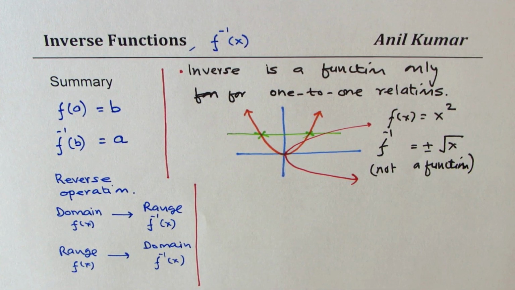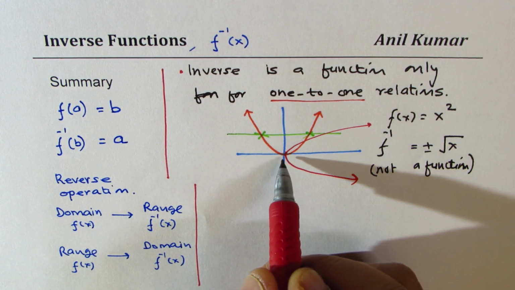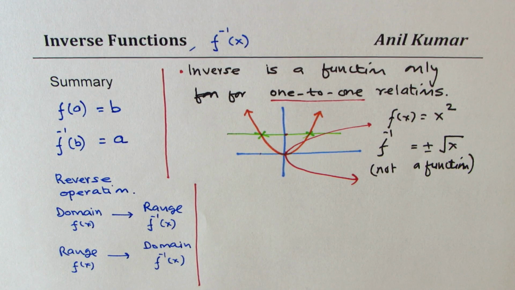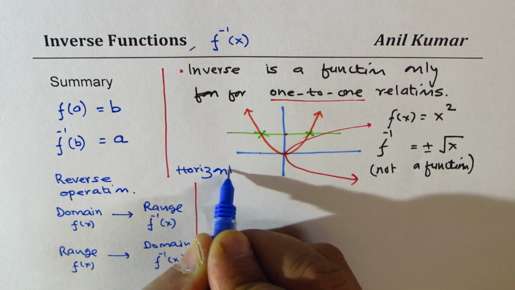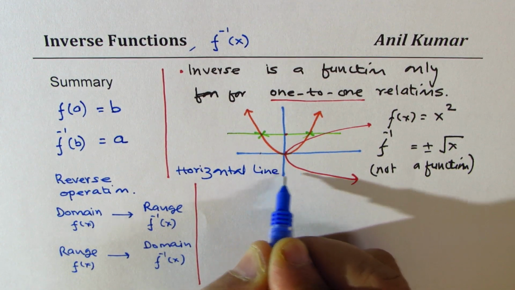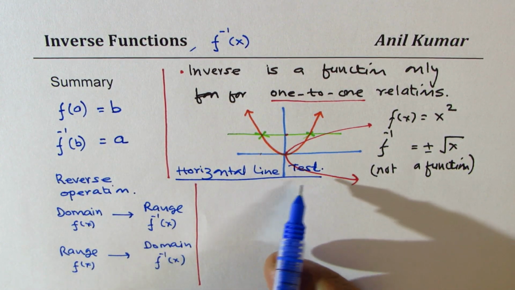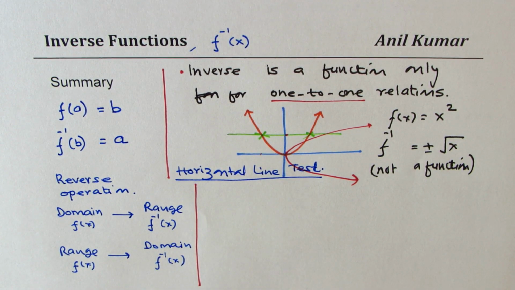Reason is that the function is not one-to-one, right? So many are related to one value in this case. So what we also learned here in this connection is that horizontal line test. So horizontal line test tells you which functions will result into inverse as a function, right? Is that clear?